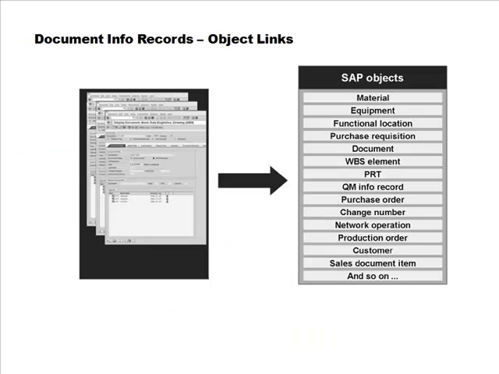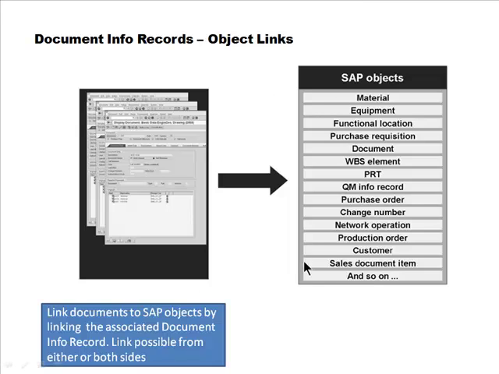Okay, so we are just showing here that you can link document info records to pretty much anything within SAP. Okay, so any SAP thing can be connected to a document info record. Okay, we've already seen this. You can link them. And once you've linked them, you can navigate without actually having to view the document info record. And the linkage is possible from both sides. So from a document, you can go to all the SAP objects to which it is linked. And from an object, you can go to the document to which it is linked. So it's bidirectional, it's not a one-directional link.